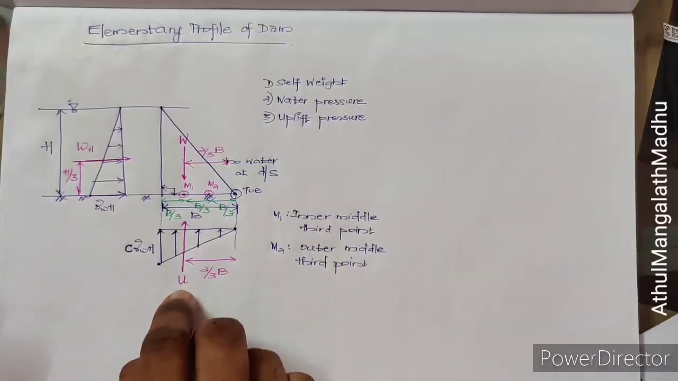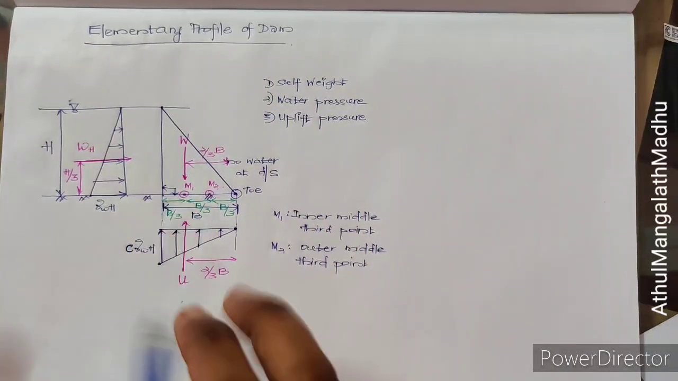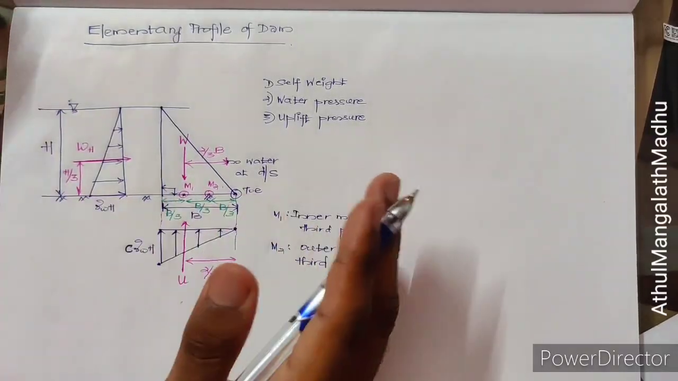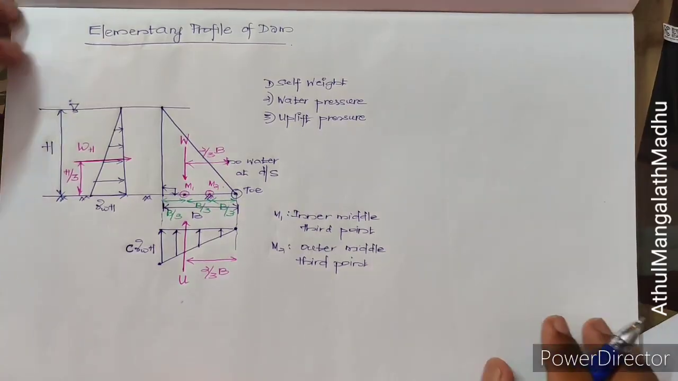Now if you see, both this U and W are passing through M1. So the moment of the force W and U about the point M1 will be 0. So keep it there as such.